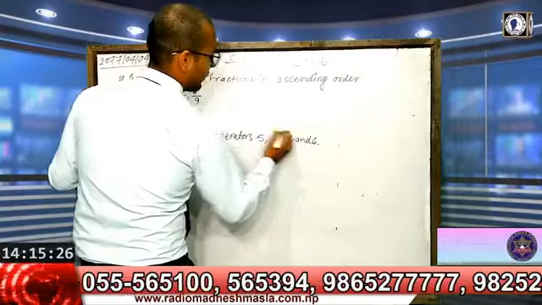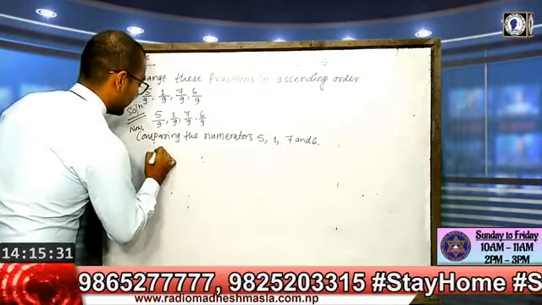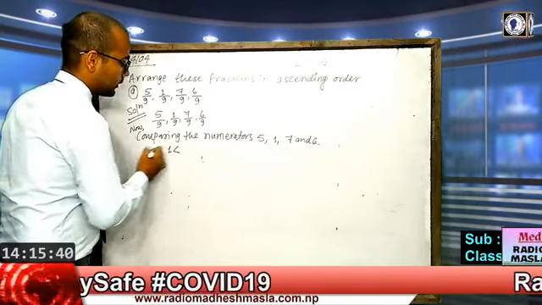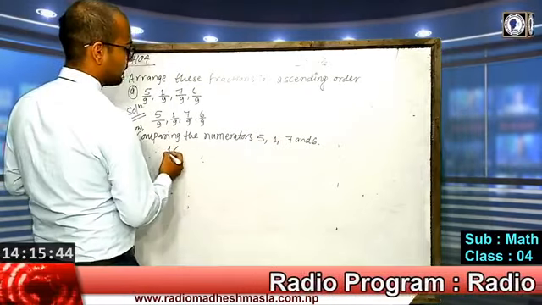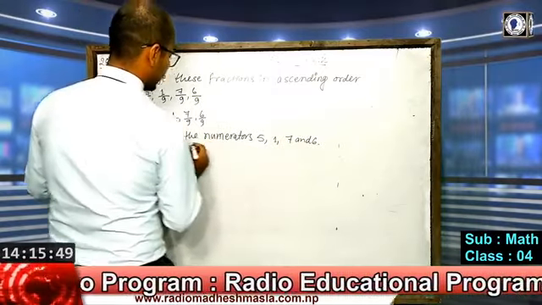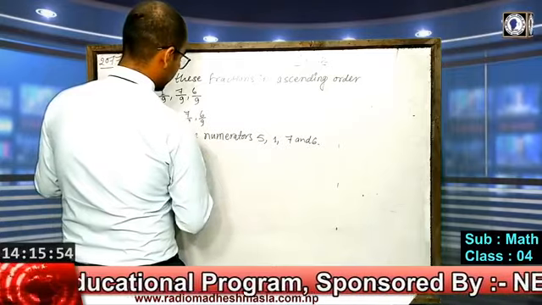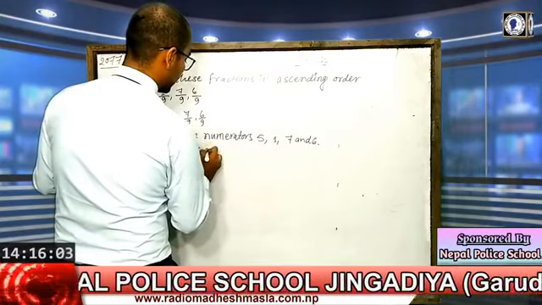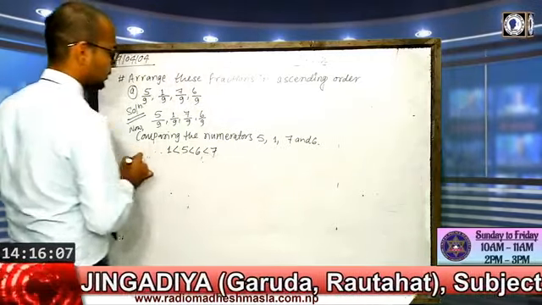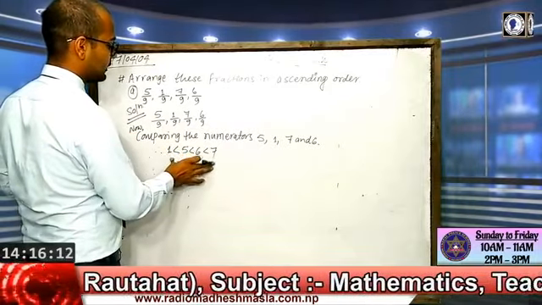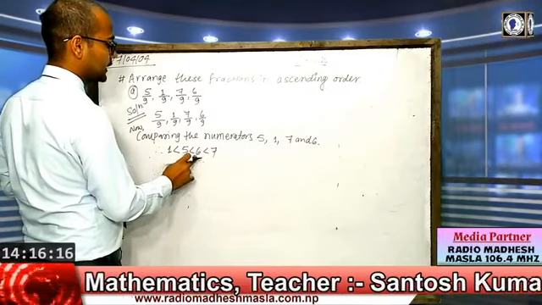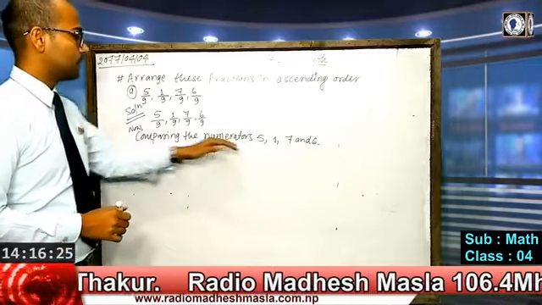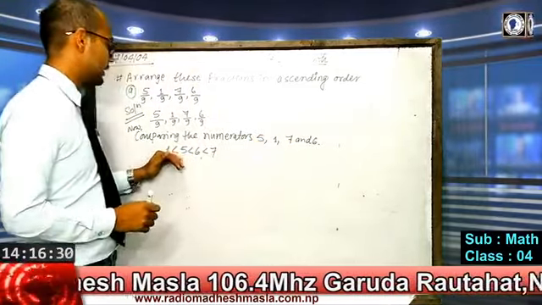When we compare these numerators, we find that 1 is the smallest among these 4, so we should write 1 first, then give the sign towards the greater side, that means to the right side. Then after 1, which one is smaller? Then 5, then 6, then 7. So the increasing order of the numerators is 1, then 5, then 6, then 7. We arrange these 4 numerators, 5, 1, 7, 6, in increasing order as 1, 5, 6, 7.